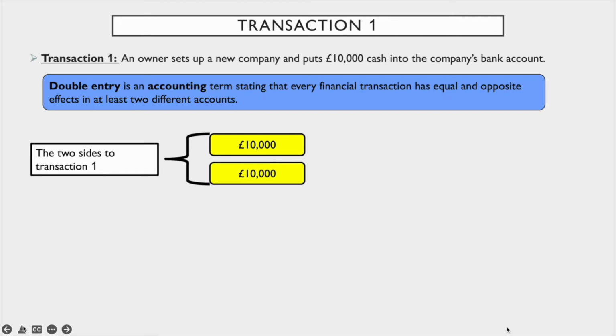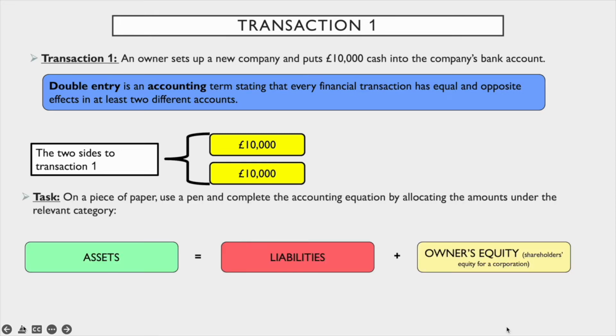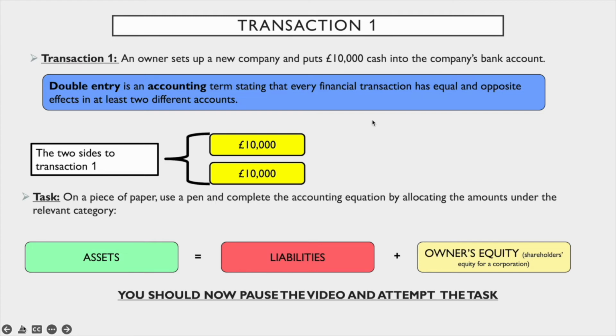So in terms of reflecting this in the accounting equation, what you're going to do is, on a piece of paper, you're going to pause this video in a second, and on that piece of paper, write using a pen the accounting equation of assets equal to liabilities plus owner's equity. And then in terms of the double entry impacting the accounting equation, you're going to allocate these yellow boxes, effectively this £10,000 amount, under two of these categories to reflect how the accounting equation has been impacted by transaction one. So pause the video now, have a go at that, and in a few moments, once you've had an attempt, press play again, and then I will work through the solution with you.